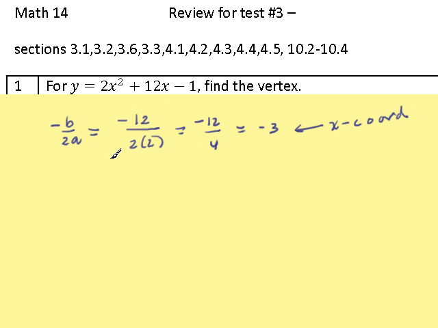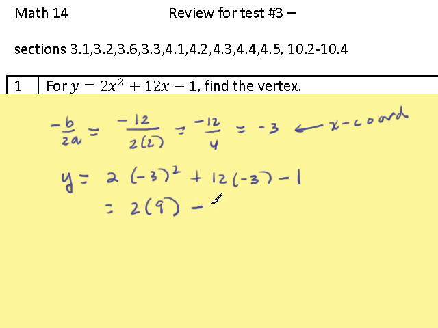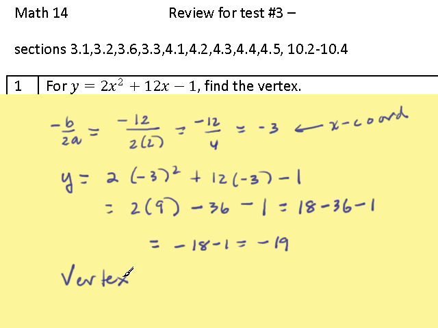And for the y-coordinate, we're just going to substitute in. So we have y equals 2 times minus 3 squared plus 12 times minus 3 minus 1. So that's 2 times 9 minus 36 minus 1. 18 subtract 36 subtract 1. Minus 18 minus 1, that's minus 19. So the vertex is negative 3, negative 19.